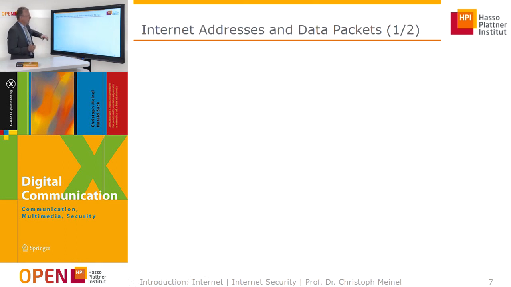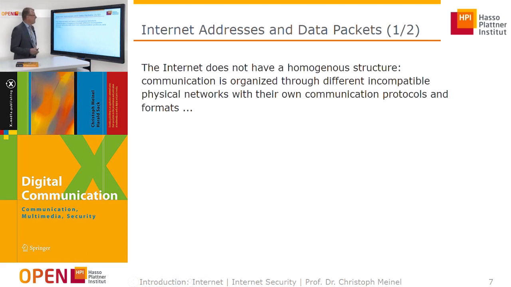Now, how does it work when we send, for example, an email from one computer in one network to another computer belonging to another network at the end of the world? The idea is that the internet does not have a homogeneous structure. The communication is organized through different incompatible physical networks, which all have their own communication protocols.